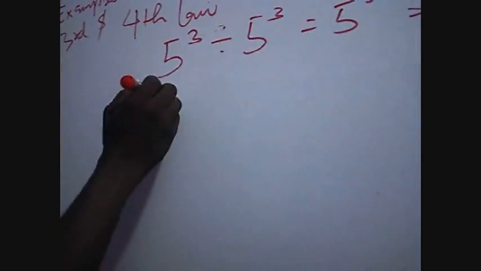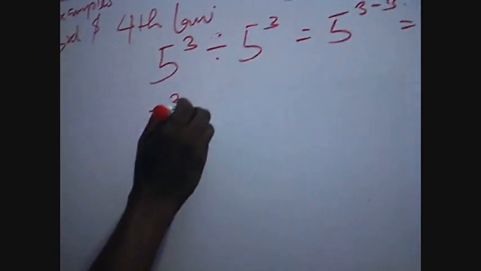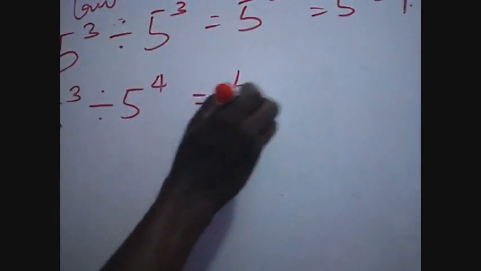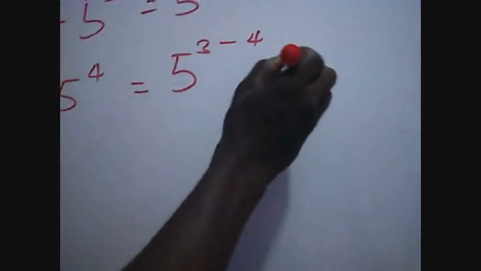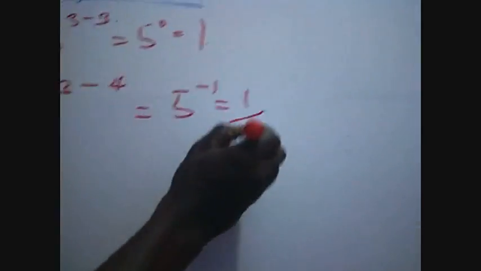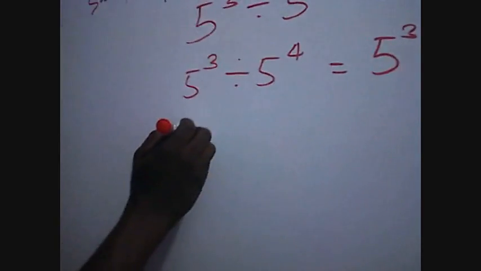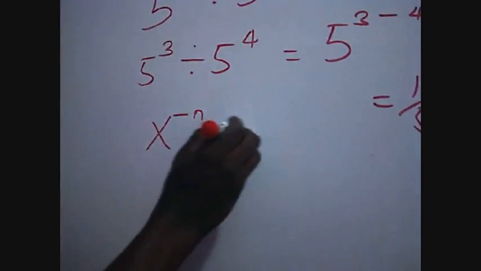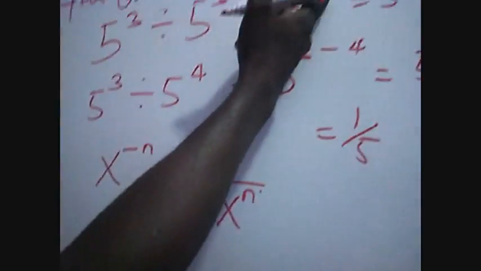Where we have 5 raised to the power of 3 divided by 5 raised to the power of 4, this is going to give us 5 raised to the power of 3 minus 4, and that's 5 raised to the power of minus 1, which is the same thing as 1 over 5 raised to the power of 1, and that's still 1 over 5. So x raised to the power of minus n will give us 1 over x raised to the power of n if we follow this principle.